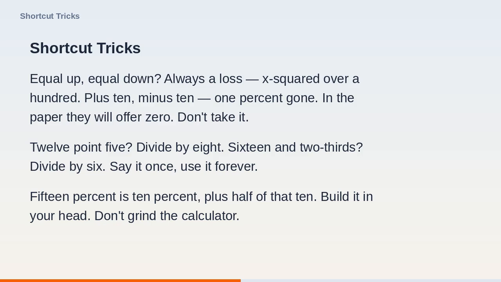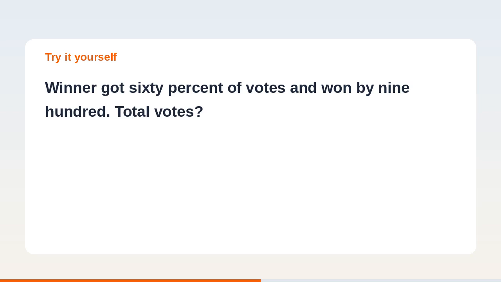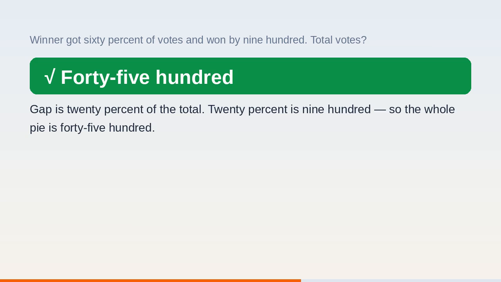Name each new base. Here's one to try yourself. Winner got 60% of votes and won by 900. Total votes? Pause the video and give it a shot. The answer is 4,500. Gap is 20% of the total. 20% is 900. So the whole pie is 4,500.